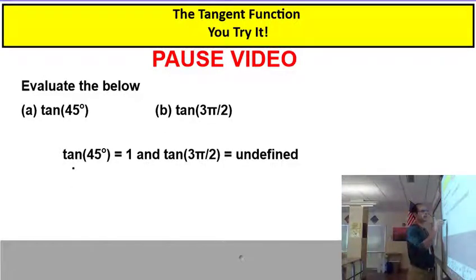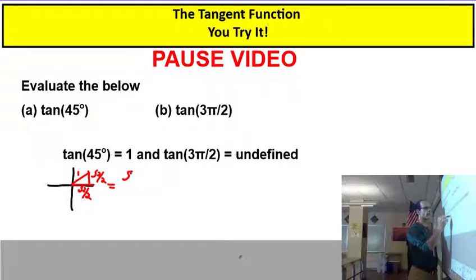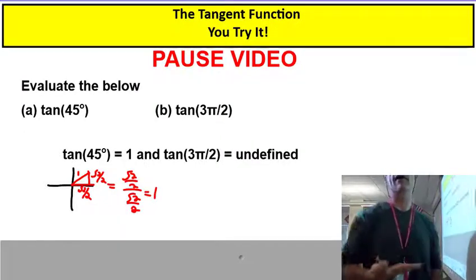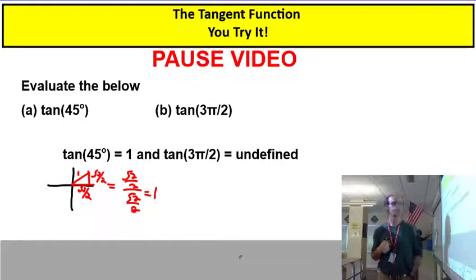Here's why. If you're sketching 45 degrees, that's the 45 degree triangle. The cosine is radical 2 over 2, and the sine is radical 2 over 2. So the y coordinate, or the sine, is the same as the cosine, or the x coordinate. So when you divide two of the same numbers, you're always going to get 1, right? So the tangent of 45 degrees is 1. So on the 45s, tangent's going to have values of 1 or negative 1 usually.